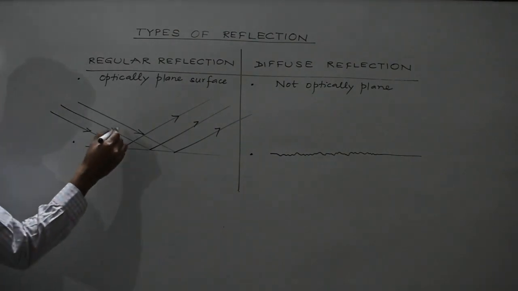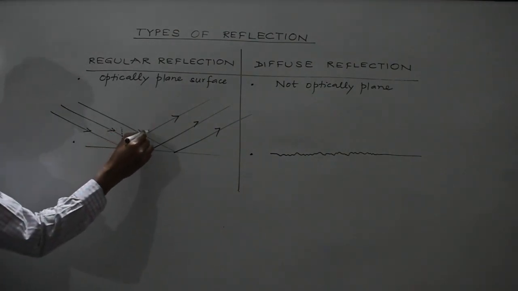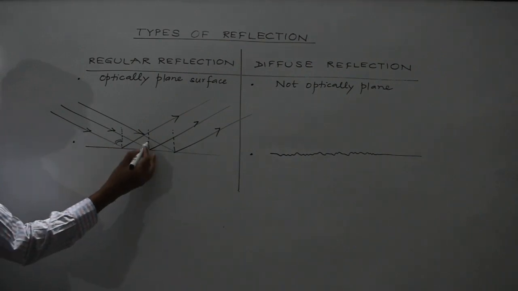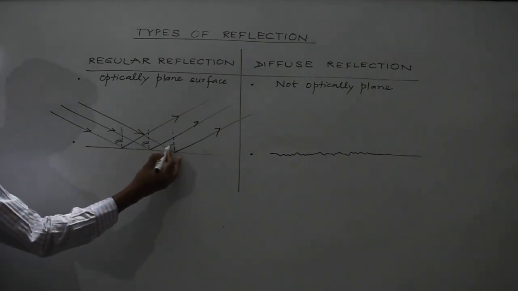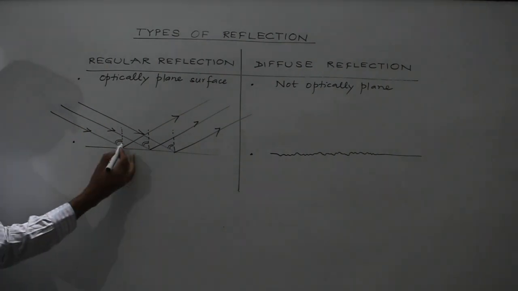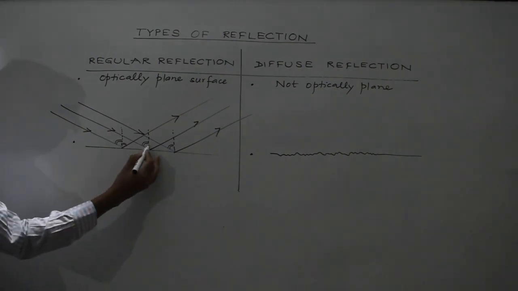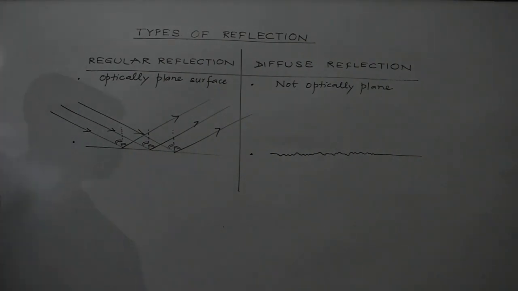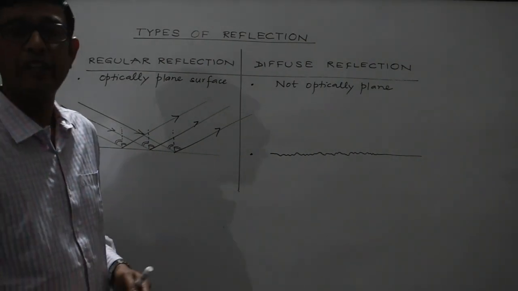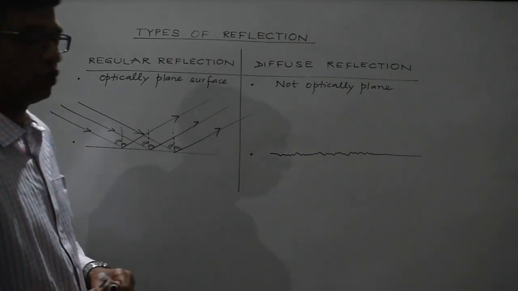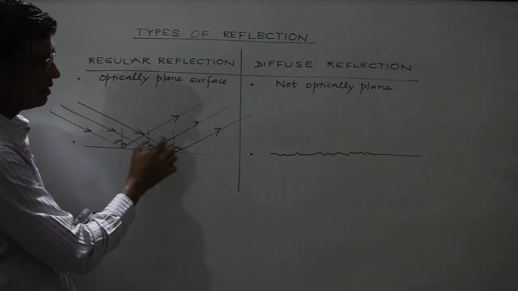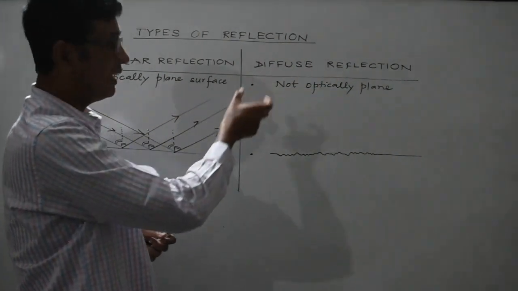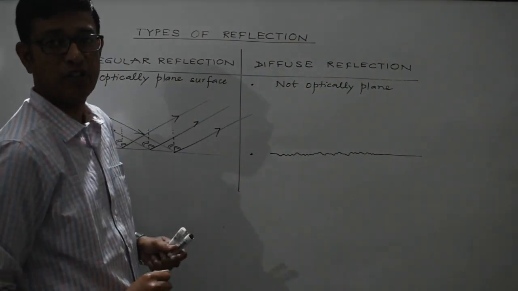So here, at each point, these are the normals. The angle of incidence at each point on the surface is the same. These are the angles of incidence. Similarly, the angle of reflection at every point on the surface is also equal, obviously obeying the laws of reflection. So here, if a parallel beam of light is incident, then a parallel reflected beam of light is obtained. So the light gets reflected in a particular direction.